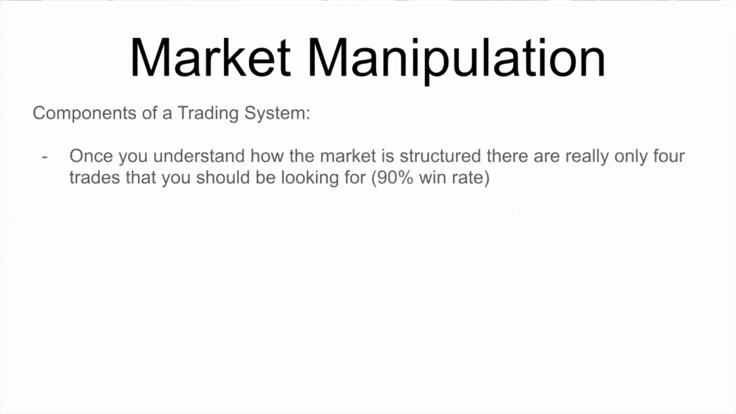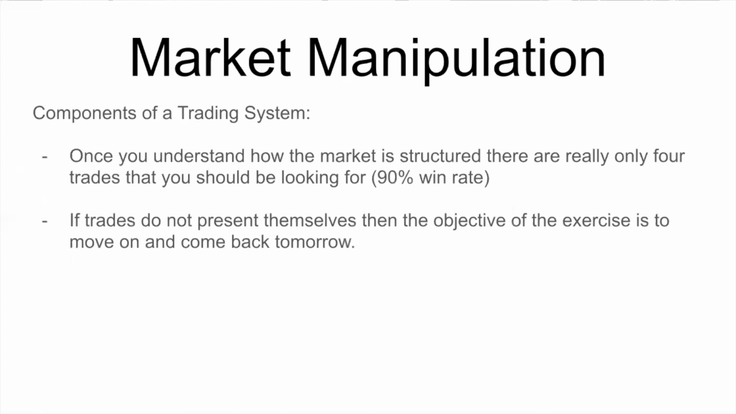All right, components of a trading system. Once you understand how the market is structured, there are really only four trades that you should be looking for, and these have about a 90% win rate. If trades do not present themselves, then the objective of the exercise is to move on and come back tomorrow.